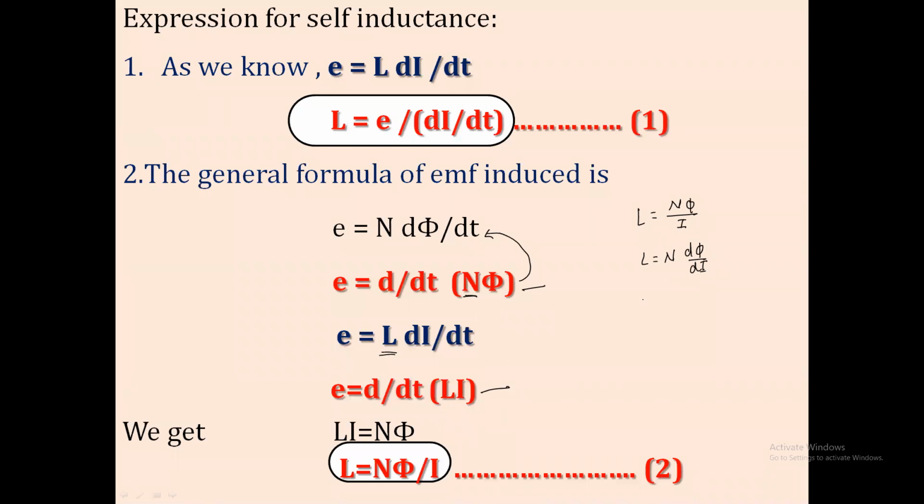Can I write that? Yes or no? Yes, sir. Okay. So how can you read it? L is equal to N d phi by di is nothing but the change in flux with respect to current. Get my point? So this is another equation we got here.